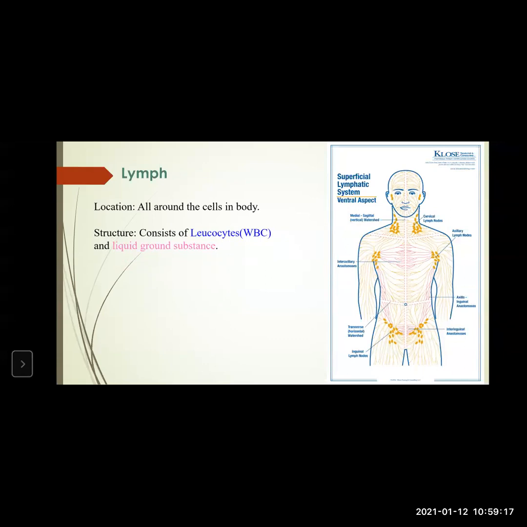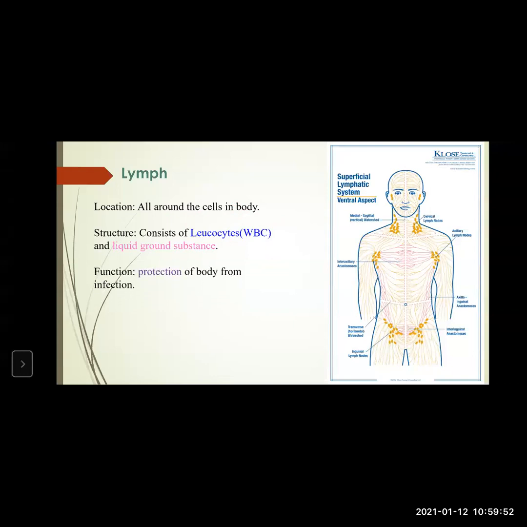What does it consist of? It consists majorly of leukocytes, that is WBCs, and liquid ground substance. In a simple way, you can say that lymph is blood minus RBCs. When you remove RBCs from the blood, it becomes lymph. And the major components in the lymph are WBCs and the plasma.